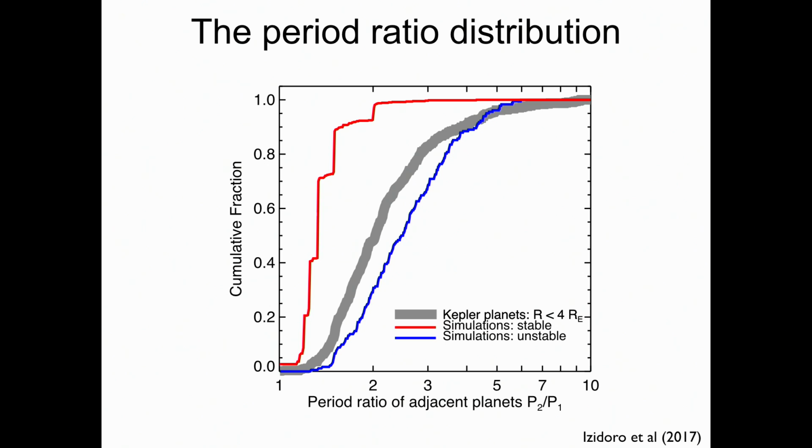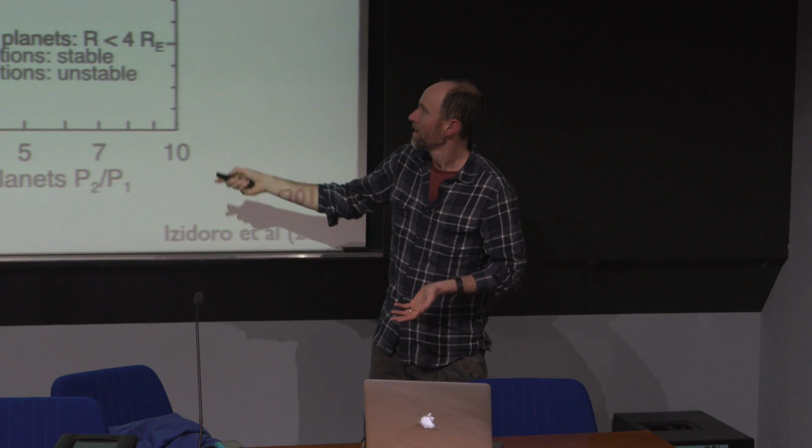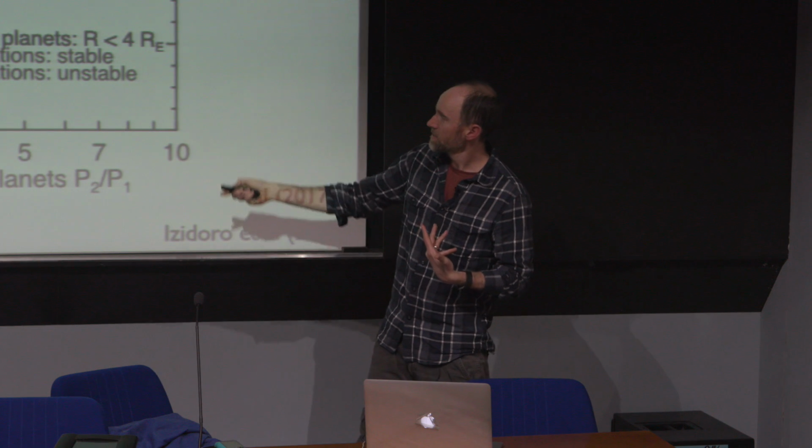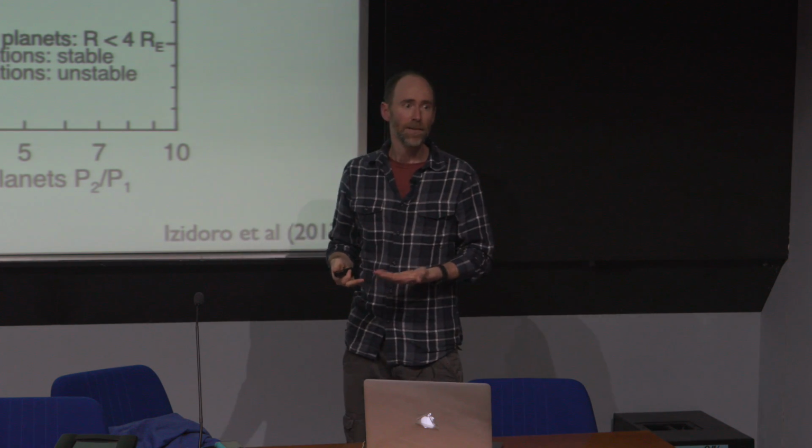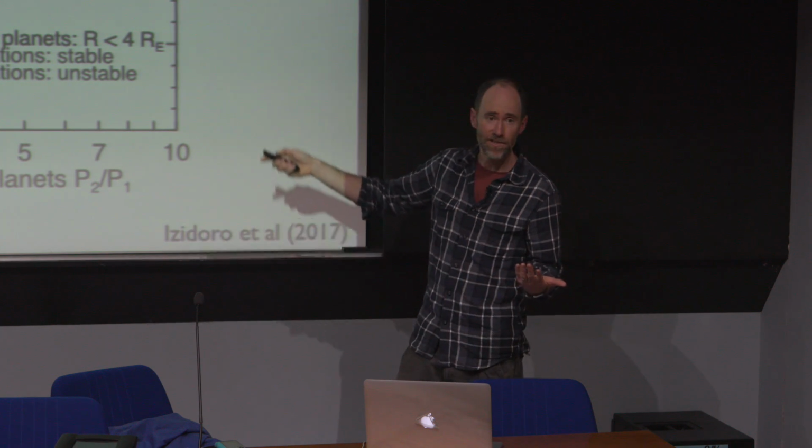And then sometimes they go unstable, and when they go unstable, they end up on much wider orbits, which is this blue curve. Okay? They're much wider. All right? And so the idea is that using these kind of simulations, mixing some fraction of unstable systems with stable ones, we try to match the actual observations.